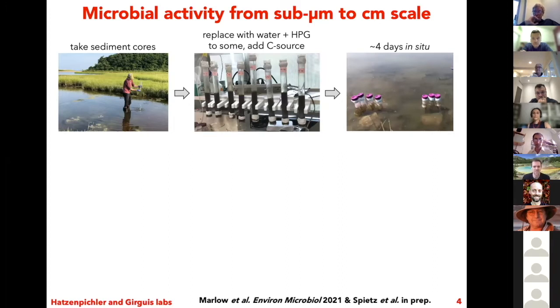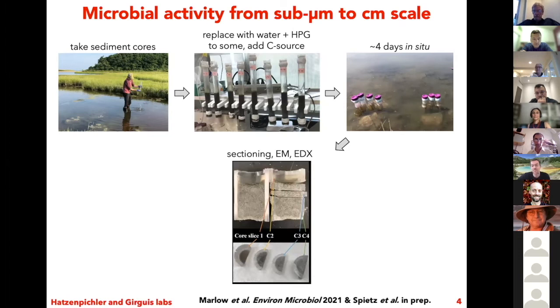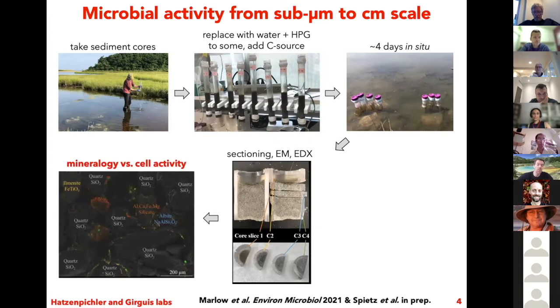So we left them in situ for about 4 days. We simply sealed off these tubes using gas permeable but water impermeable membranes. We left them for 4 days. After that, we came back. We took the samples, we embedded them in an electron microscopy grade resin, we sectioned them and analyzed them using a combination of electron microscopy and energy dispersive X-ray spectroscopy. And we then overlaid the information that we got from fluorescence microscopy, electron microscopy, and EDX all together.